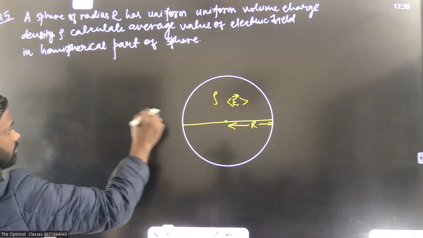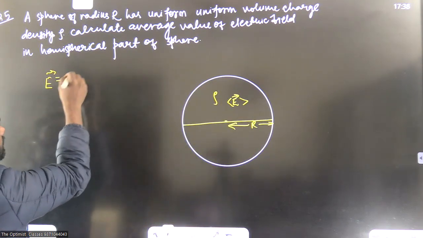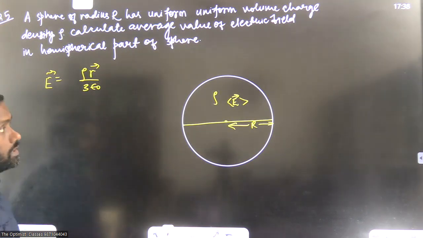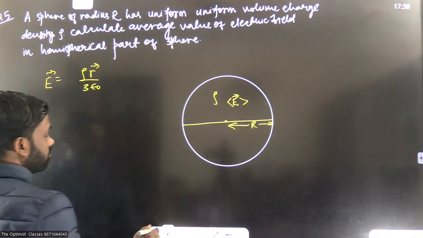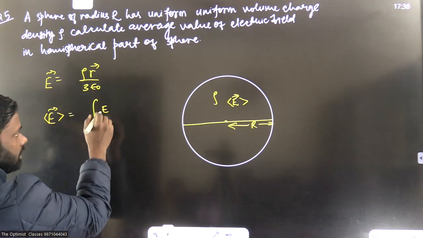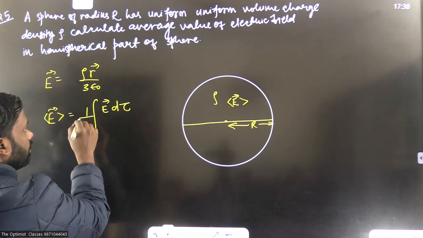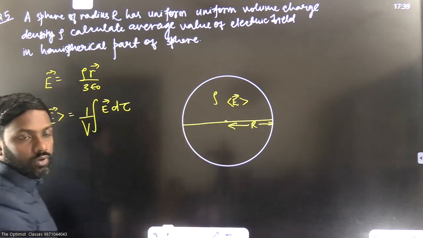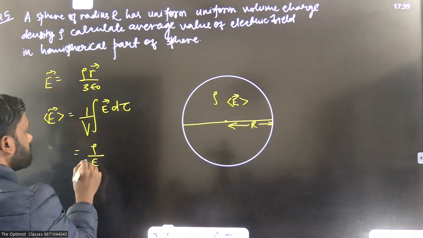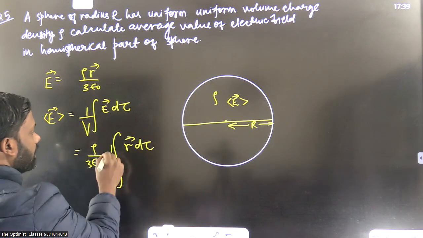We have to calculate the average of the electric field inside the sphere. We know that the electric field inside the sphere is given by rho r by 3 epsilon naught. This is a very well known result, obtained using Gauss's law. Now we have to calculate the average value of the electric field. We can calculate it as E integrated over the volume, divided by the volume of this hemisphere. So let's put in the value rho r by 3 epsilon naught. Rho and 3 epsilon naught will come outside, and we will get the integral of r vector d tau, divided by the volume.